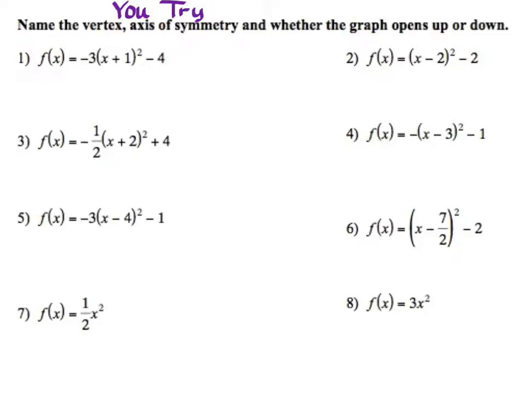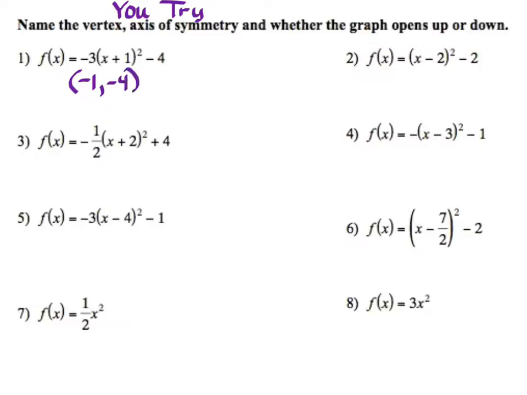Alright, in this next part, this is some notes that you're going to nail down next. I want you to do these problems. So you need to state the vertex, the axis of symmetry, and whether it opens up or down. And we will do the first problem together. So the vertex is going to be (h, k). x misbehaves, so it's going to be -1. And the y value is going to be -4.